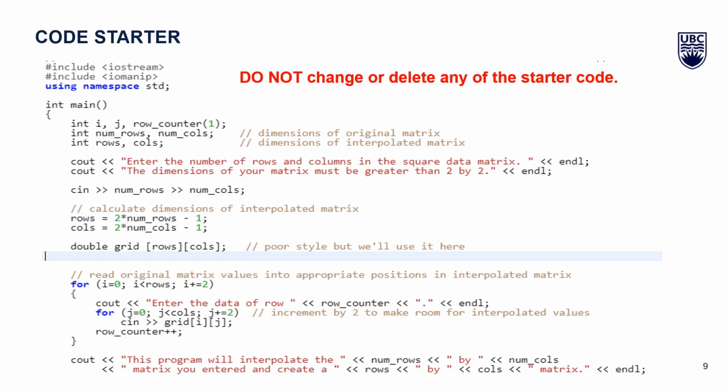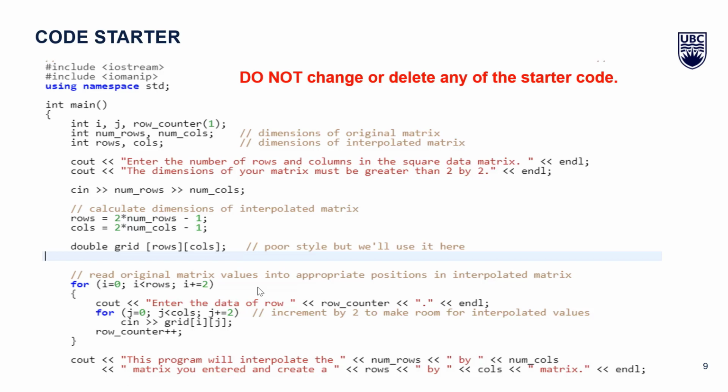After that, we will read the values that the user will enter, and these values will represent the dimension of the original matrix. After that, we will calculate the dimensions of our new interpolated matrix, as you see in these two lines, and after that, we declare our two-dimensional array grid whose size will equal the size of our new interpolated matrix. The value of each element in this two-dimensional array will equal the value of one point in our matrix. Then we will read the original matrix values into their positions in the interpolated matrix.